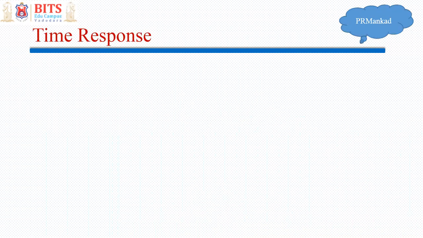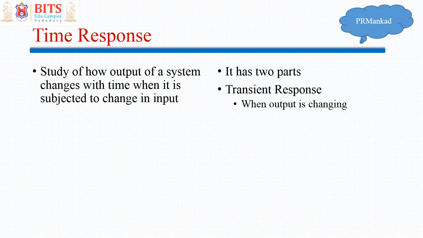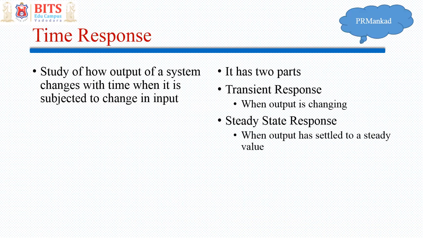As you already know, time response is nothing but the study of how the output of a system changes with respect to time when an input is subjected to change in time. That is, the input is changed with respect to time, right? It has two parts, transient response and steady state response. In transient, the output is changing, and in steady state, the output has settled down to some steady value with respect to time.